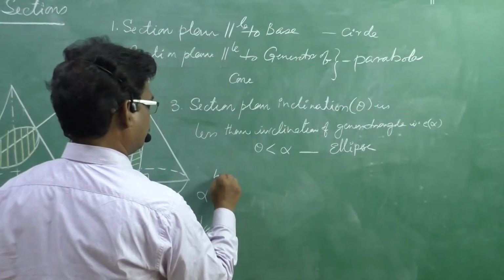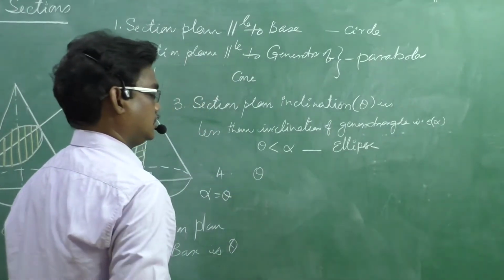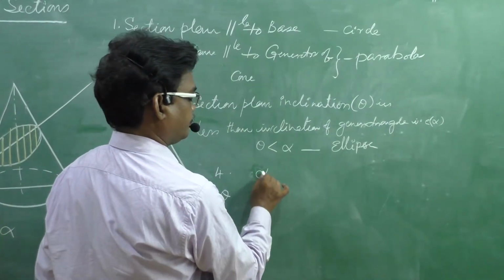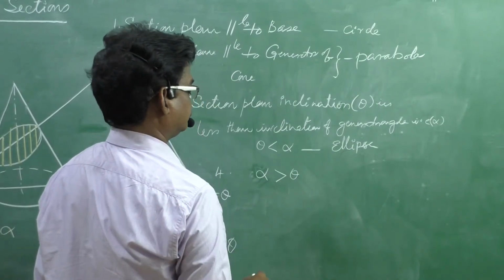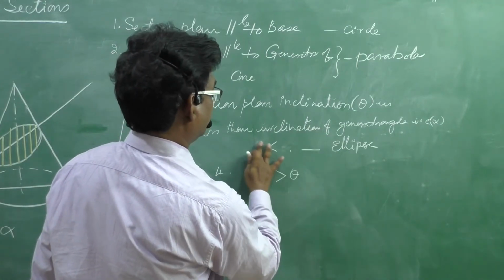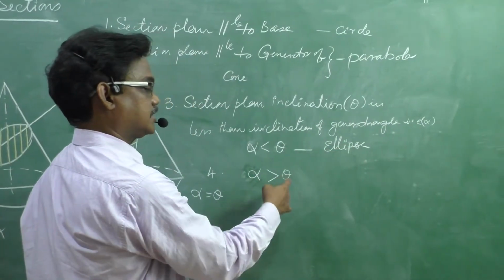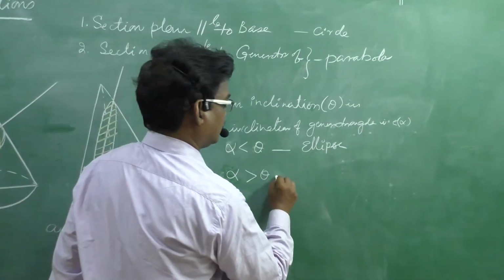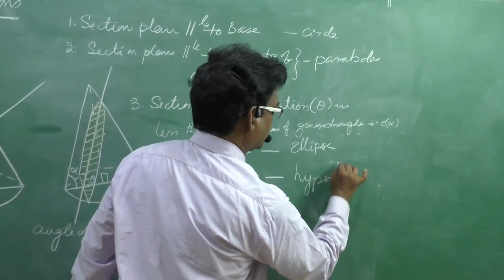Right. The fourth one is the section plane inclination. The section plane inclination here, alpha is less than theta: ellipse. Alpha is greater than theta, then it will be a hyperbola.